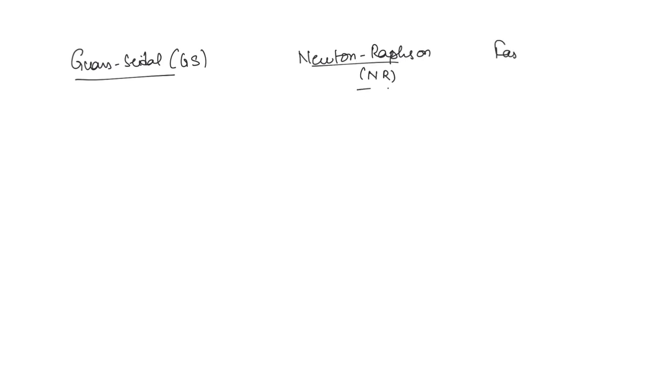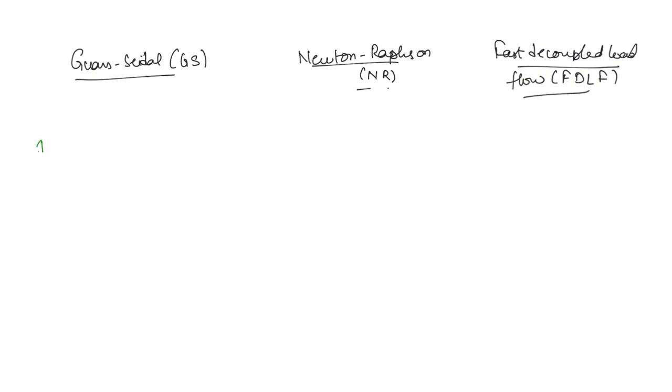So we have discussed three methods for load flow, right? First one is the Gauss-Seidel method. The second one was the Newton-Raphson method. So this is abbreviated as NR. And finally the fast decoupled load flow. So this is abbreviated as FDLF. Okay. So now we will compare these three in terms of various parameters.